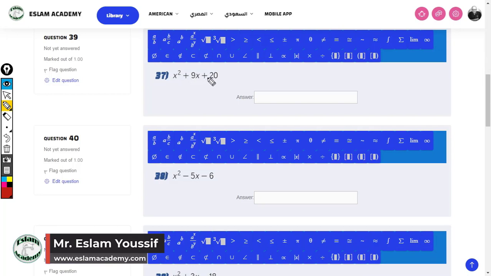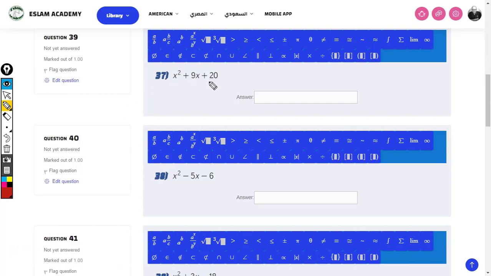x squared plus 9x plus 20. There is no common factor, and we can't find the square root of 20. I mean, this expression is not a perfect square trinomial. Now factorize. Just open two brackets. We have x squared, which equals x and x. I need two numbers. If you multiply them, the answer will be 20. If you add them, the answer will be 9. The two numbers will be 5 and 4. 5 times 4 equals 20. By adding the two numbers, you will find that the answer equals 9.